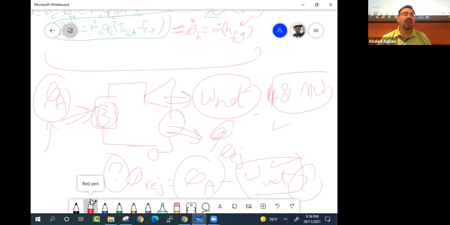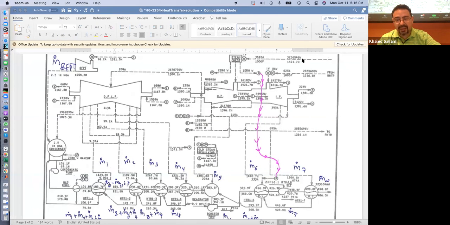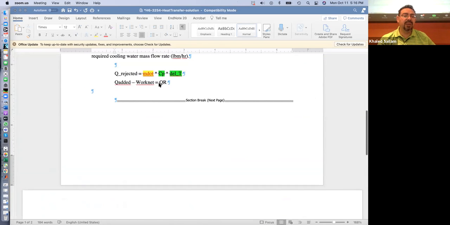So we need to find out how much Q is added to the boiler. Yeah, the m dot going in delta h plus m dot delta h. We did this in the homework before. We know exactly how much heat the boiler takes. You subtract the work net out of it, and you'll find out Q rejected in the condenser, right? So Q added minus work net is equal to Q rejected, with, of course, the appropriate units, right?